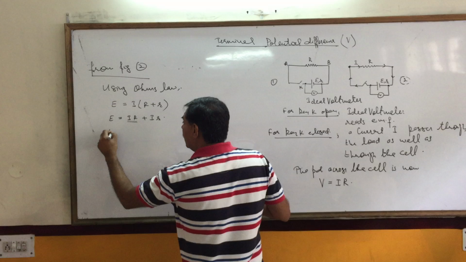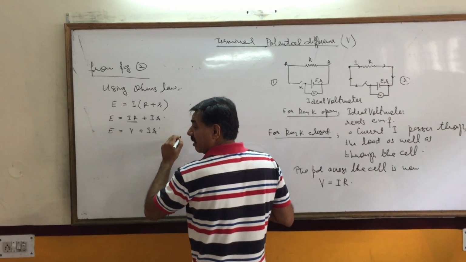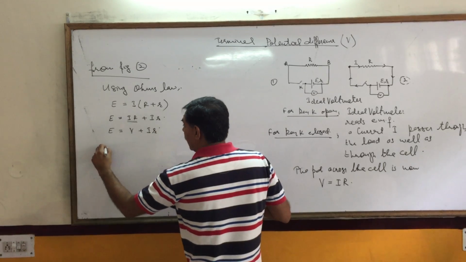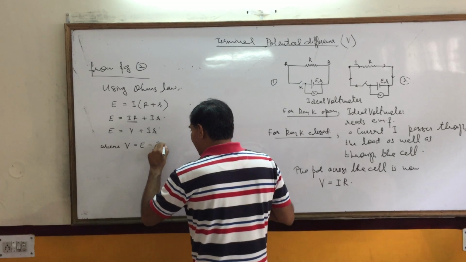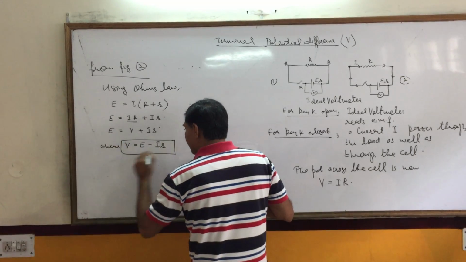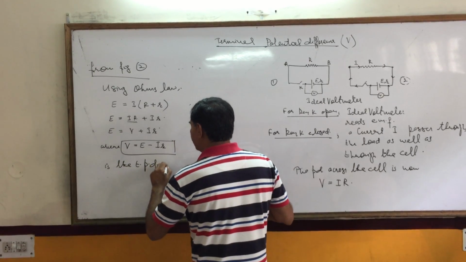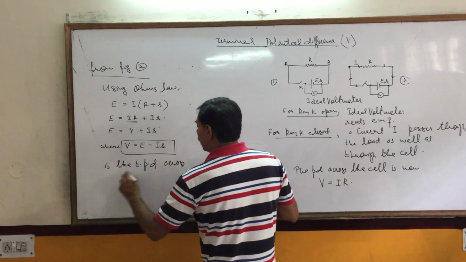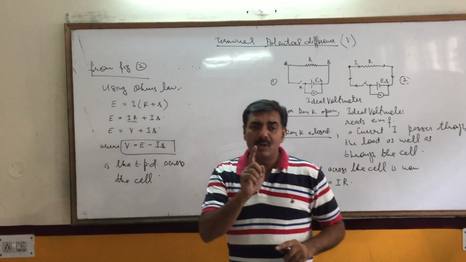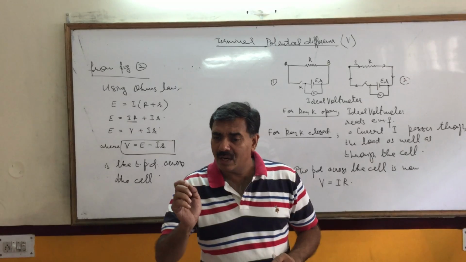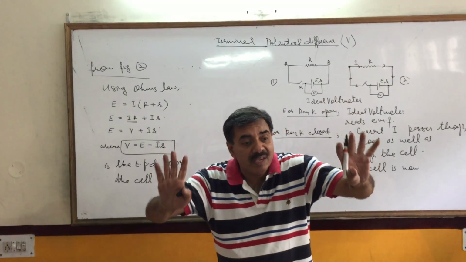E is equal to V plus IR, where V is equal to E minus IR, is the terminal potential difference across the cell. It means the terminal potential difference across the cell, E minus IR, or the potential difference across the load, I into R, is the same thing.